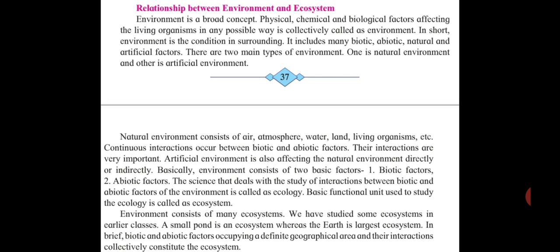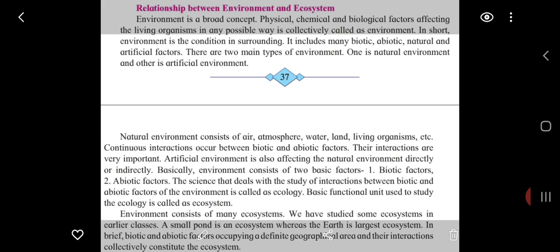The science that deals with the study of interactions between biotic and abiotic factors of the environment is called ecology. This is important for you. If a question comes, what is ecology, or define ecology, you are supposed to answer like this: the science that deals with the study of interactions between biotic and abiotic factors of the environment is called ecology. So the basic functional unit used to study ecology is called the ecosystem.